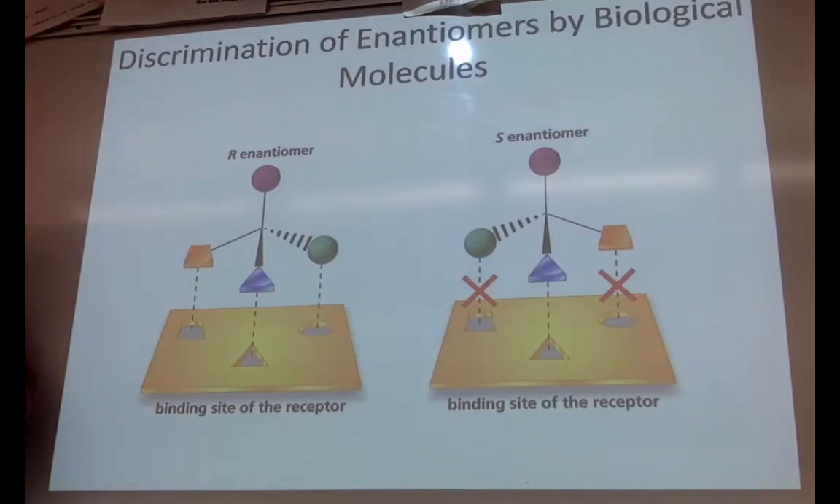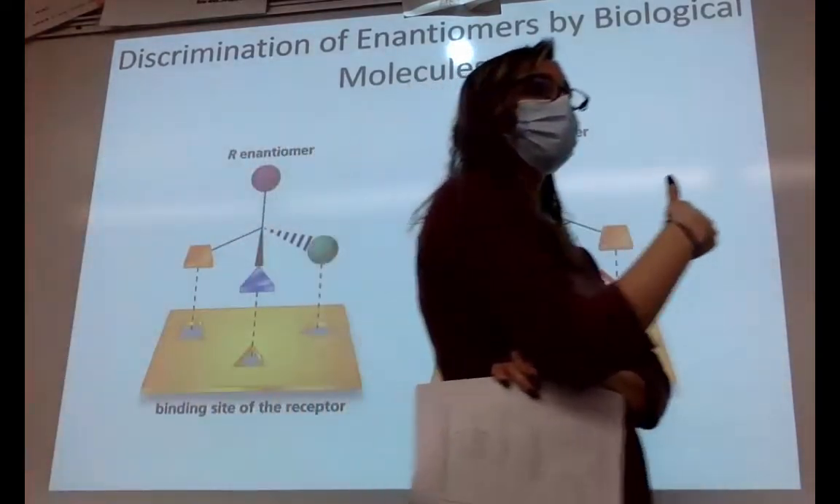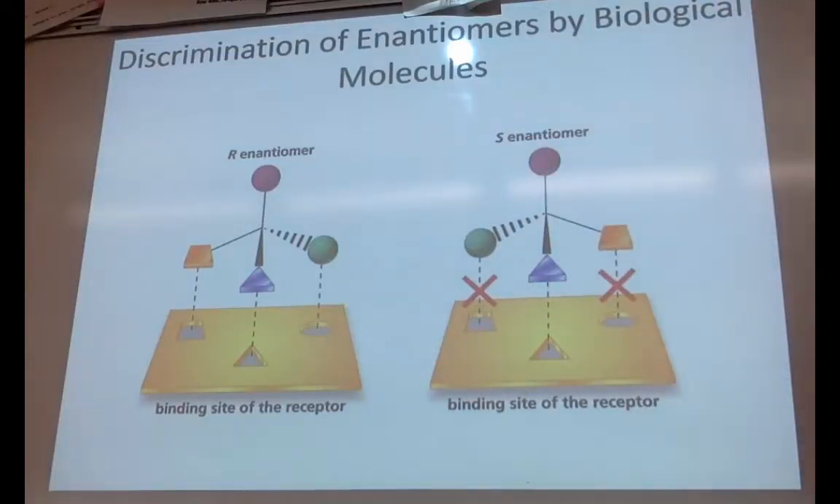Yesterday in the reading, you read about some examples. You read about how some of them smell differently. Some of them are fatal. Right? You could have the R, which is fine, and the S enantiomer can be fatal. So the R and S, we do distinguish them.